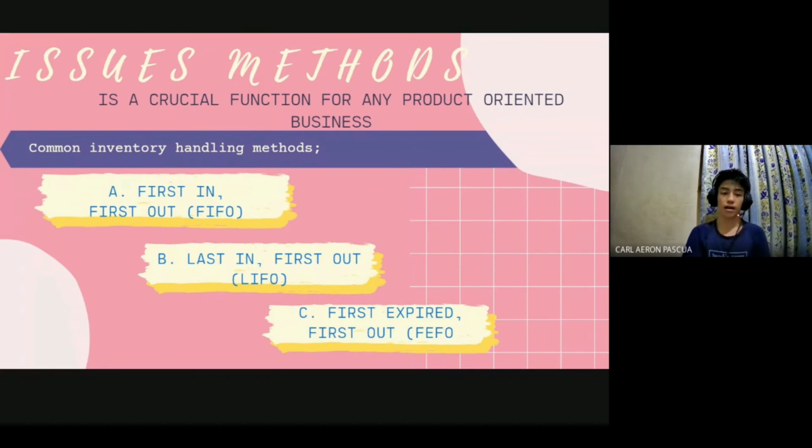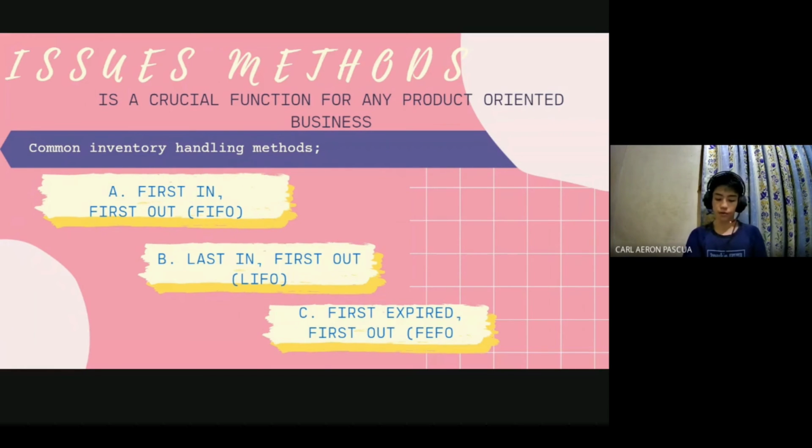Also, there are three issues methods that is a crucial function for any product-oriented business. There are FIFO, LIFO, and FEFO. FIFO means first in, first out. LIFO means last in, first out. FEFO means first expired, first out.